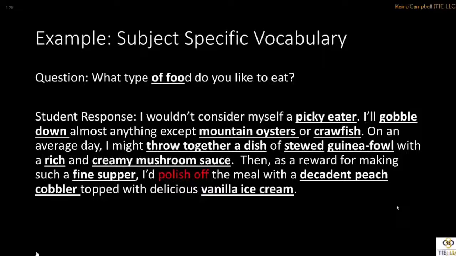What type of food do you like to eat? I wouldn't consider myself a picky eater. I'll gobble down almost anything except mountain oysters or crawfish. On an average day, I might throw together a dish of stewed guinea fowl with a rich and creamy mushroom sauce. Then, as a reward for making such a fine supper, I polish off the meal with a decadent peach cobbler topped with delicious vanilla ice cream.